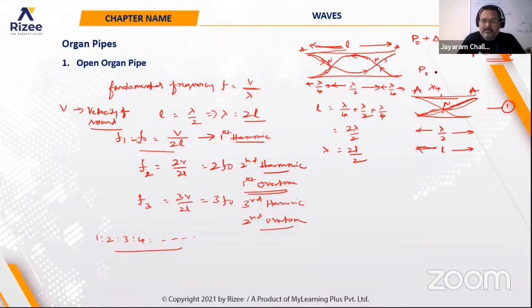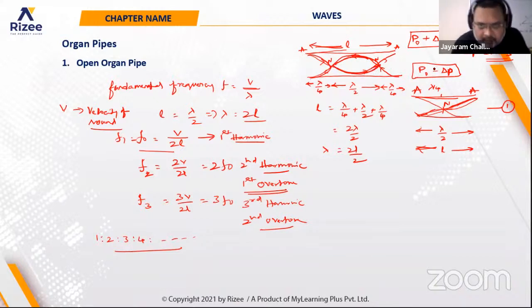For the reflected wave, it will be P naught minus delta P. This is the minimum value of the pressure and that is the maximum value of the pressure that will exist at the nodes. So within a loop, suppose you take this particular loop, the energy is going to be contained within that loop. It's not going to be varied. It's going to be converted from one form to another, that is the kinetic energy and the potential energy formations. Okay, so this is regarding your open pipe.